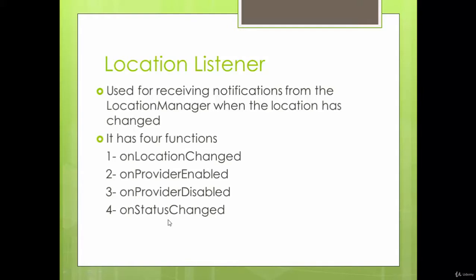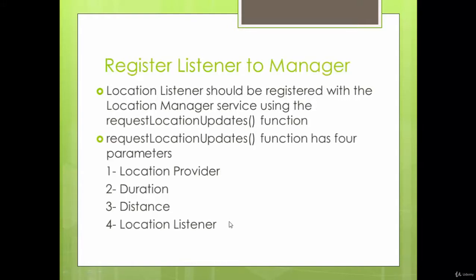Now, how can we connect the location listener with the location manager? To connect your location manager with the location listener, you have a function called requestLocationUpdates. This function is used to connect the location manager with the location listener. And this function has four parameters. Number one, what is the location provider? You can use either GPS or network.